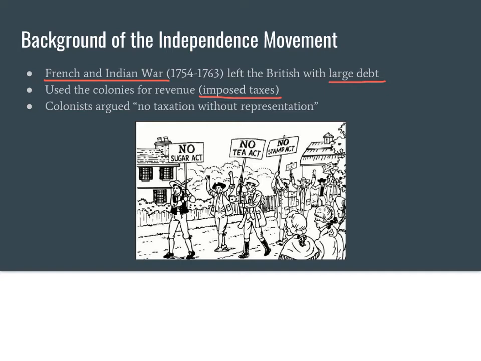But the colonists had issues with this because they felt like they didn't have any say in these taxes that were being levied against them. And so the rally cry went out of no taxation without representation. The colonists didn't like these new taxes, and so this movement began to protest these taxes that were being imposed on them by the British.